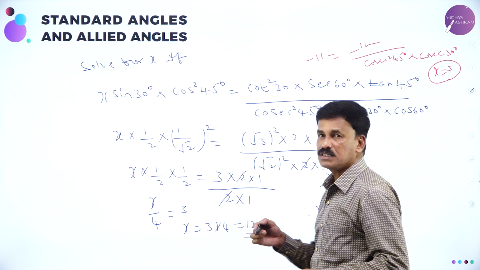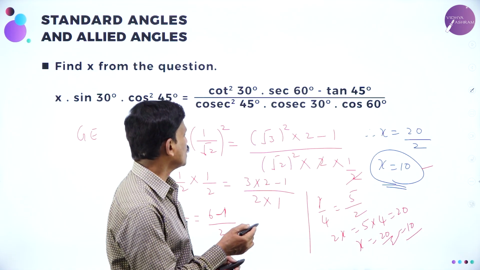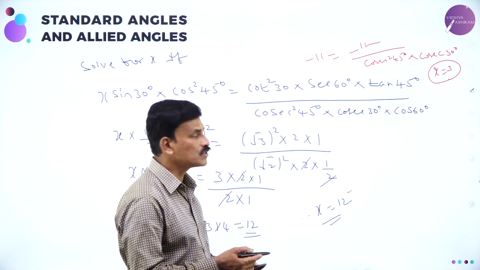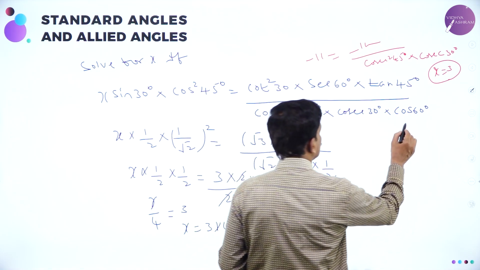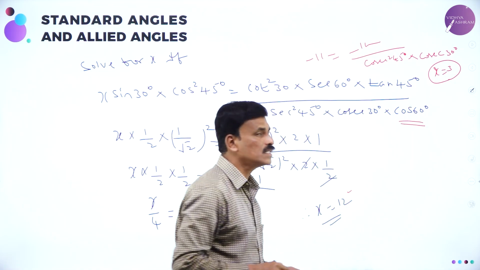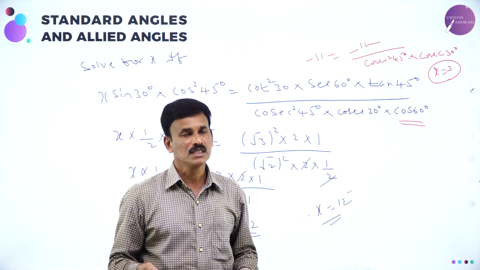So, these are the 3 different problems. The first answer is x is equal to 10, the second answer is x is equal to 12, and the third answer is x is equal to 3, provided there is no cos 60 degrees in the denominator. These are 3 important problems. You may expect one from this for 3 marks.